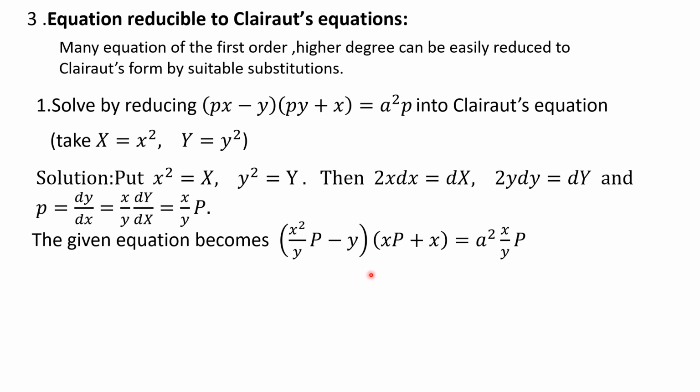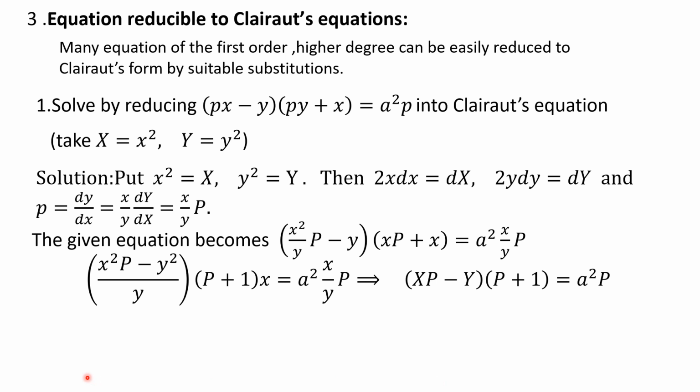So now I try to simplify here. See, I can take x common, x into p plus 1, and here I can take the LCM y. So x square p minus y square whole divided by y, so that I can write x square p minus y square divided by y into p plus 1 x equal to a square x by y p. Now further it is easy, we can cancel x on both sides as well as y on both sides.